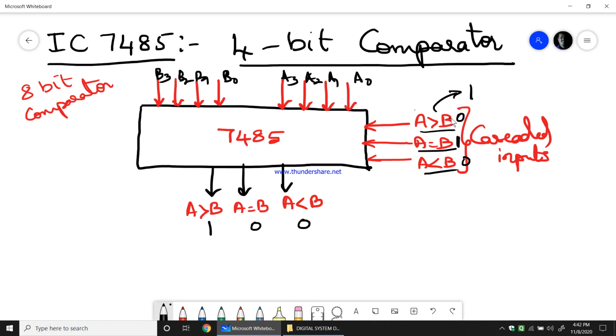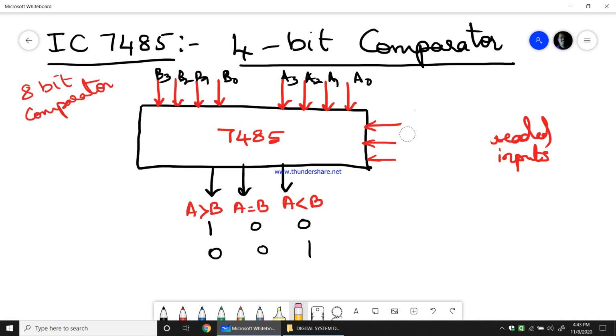So this cascaded input gives the output and it doesn't compare these two until you make the cascaded input A equals B. You need to give information through the cascaded input saying A and B are equal. Then only the comparison between A0 to A3 and B0 to B3 will happen. Now for example, if you make A less than B high and the other two zeros, the output will always remain A less than B high and the other two zero. It will nowhere compare these bits. So for that reason, I should see through that cascade inputs.